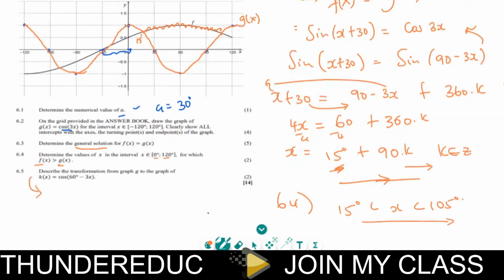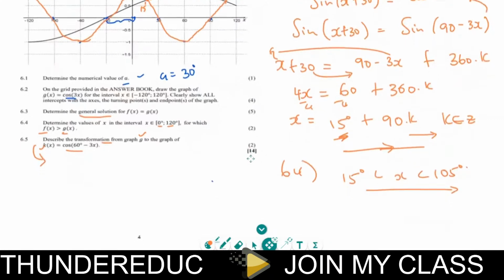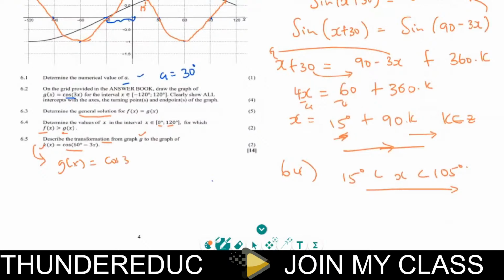And then 6.5, they want us to describe the transformation from G to another graph K. Which K is that? Of G. So we need to first of all know what is the equation of G. G is cos 3x. So how does this move from cos 3x to a cos of 60 minus that?